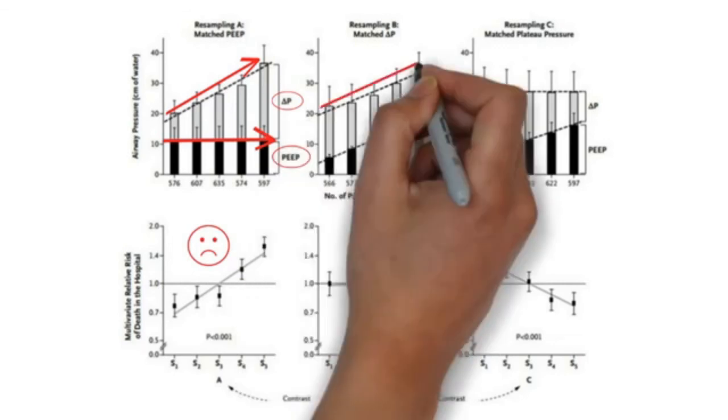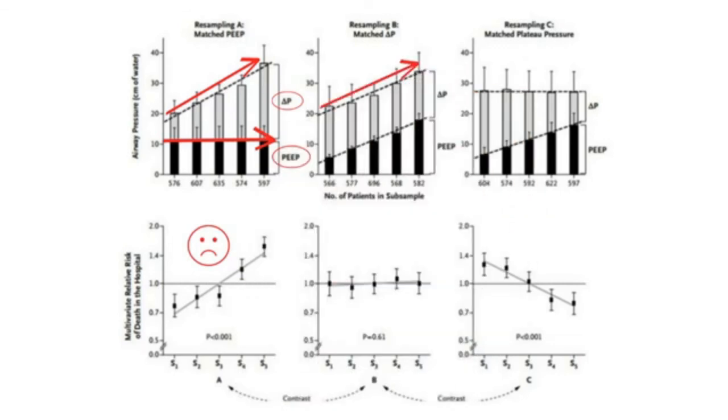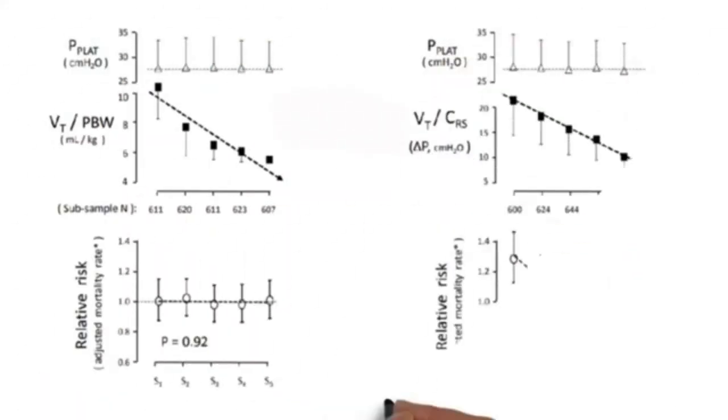The second set also has a rising plateau pressure, but the PEEP rises concomitantly while the driving pressure stays steady. The result, mortality stays flat. In the third set, PEEP keeps rising while plateau pressures stay the same, resulting in declining driving pressures. The outcome, declining mortality. This shows that rather than low plateau pressures or higher PEEP, survival is much more closely correlated with reducing driving pressure. Looking at this another way, this is another figure from the same paper.